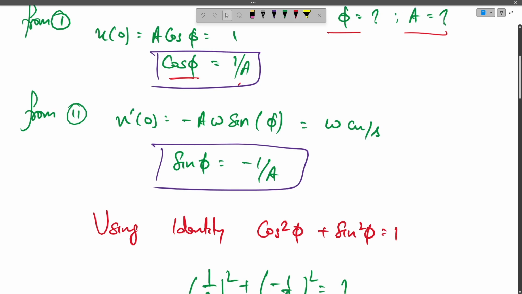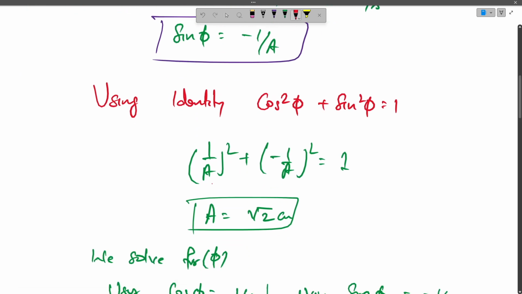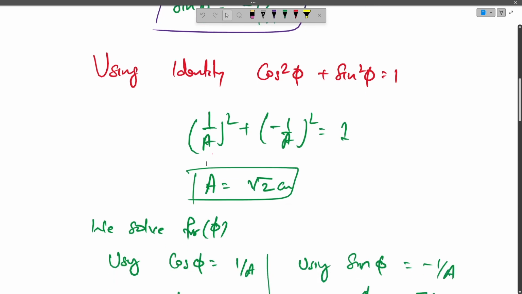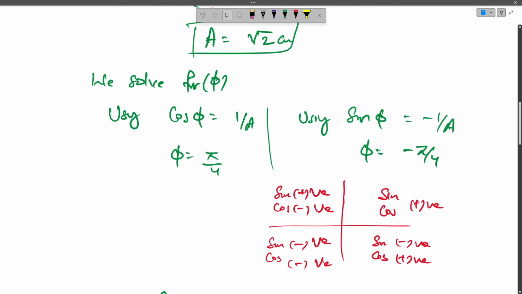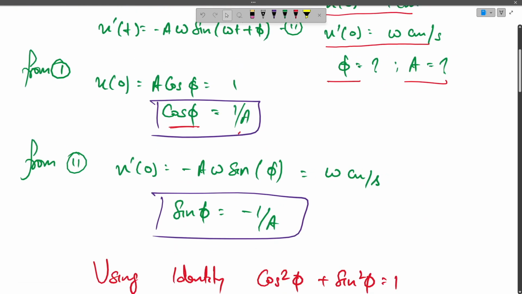Now using the identity cos square phi plus sin square phi equals 1, we get the value of A, and that is equal to root 2 centimeter. That is, the amplitude is root 2 centimeter. Now to find the value of phi, or the initial phase angle, we can use both of these equations, cos phi equals 1 by A and sin phi equals minus 1 by A. Since we have found A equals root 2, cos phi equals 1 by root 2 and sin phi equals minus 1 by root 2.